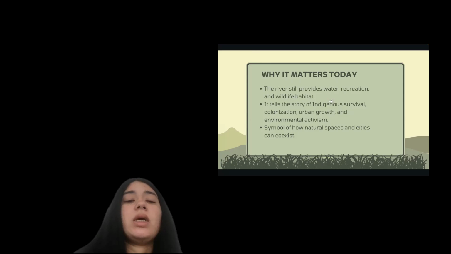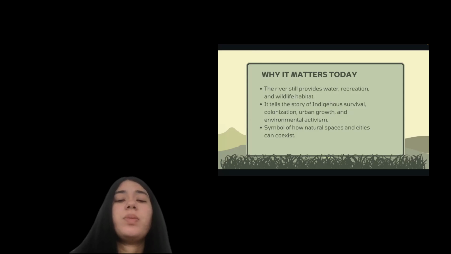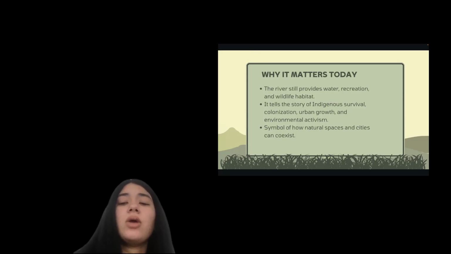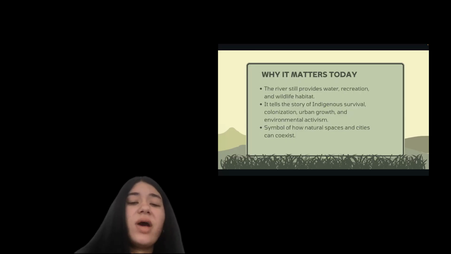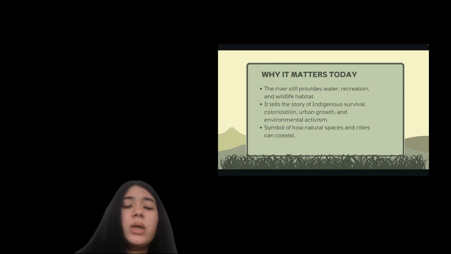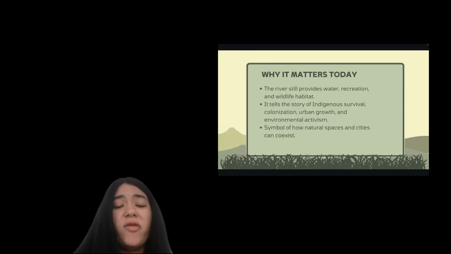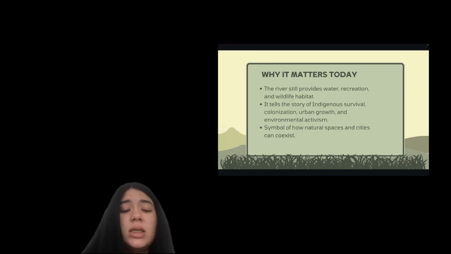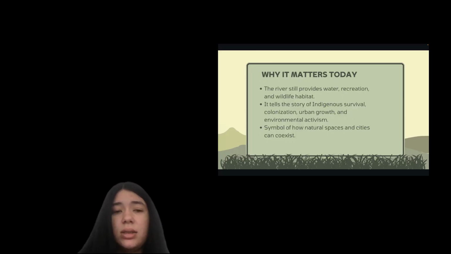Why it matters today: the river provides water, recreation, and wildlife habitat. It tells the story of indigenous survival, colonization, urban growth, and environmental activism. Thus, it is a symbol of how natural spaces and the city can coexist.